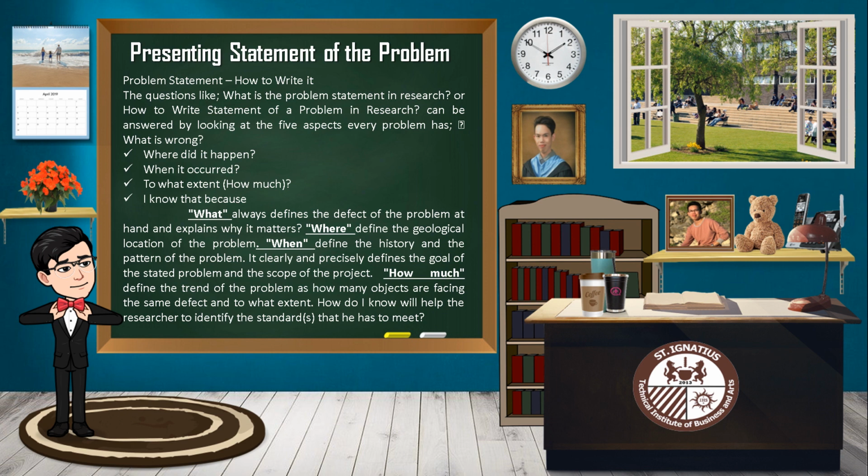So ano yung gaps? And then pwede natin ipasok dito yung control variables na age, gender for demographic profile kung siya ay makakasama. Ito na depende doon sa title natin or study. Where defines the geographical location of the problem. So ito yung tinatawag natin research locale. Saan ba talaga yung coverage ng data gathering natin? Anong area? When, so define the history and the pattern of the problem.